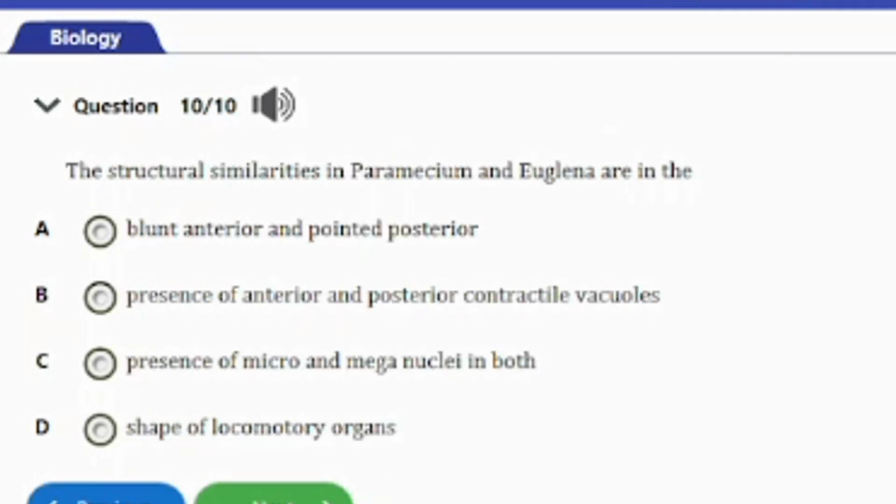It says, the structural similarities in Paramecium and Euglena are in the A, blunt anterior and pointed posterior, B, presence of anterior and posterior contractile vacuole, C, presence of micro and meganuclei in both, D, shape of locomotory organs. The answer to this question is option A, blunt anterior and pointed posterior. That's the structural similarity between the Paramecium and the Euglena.